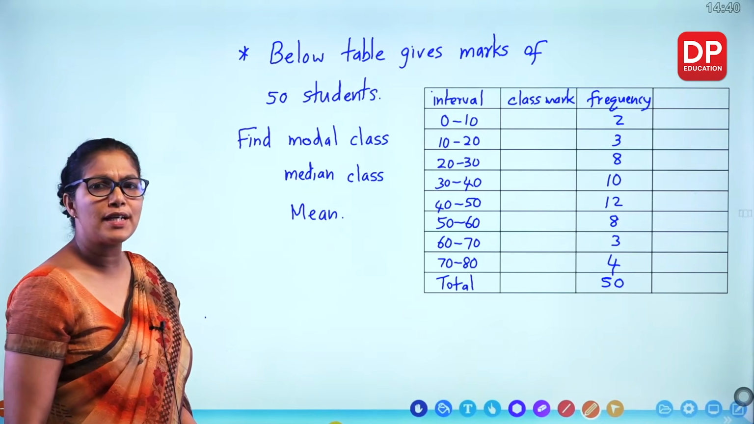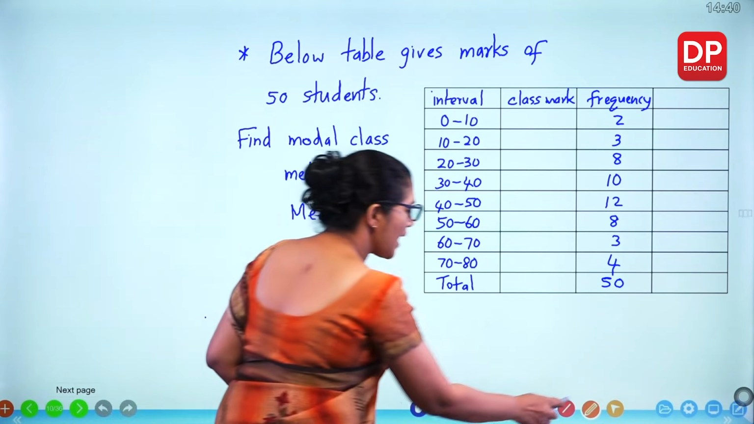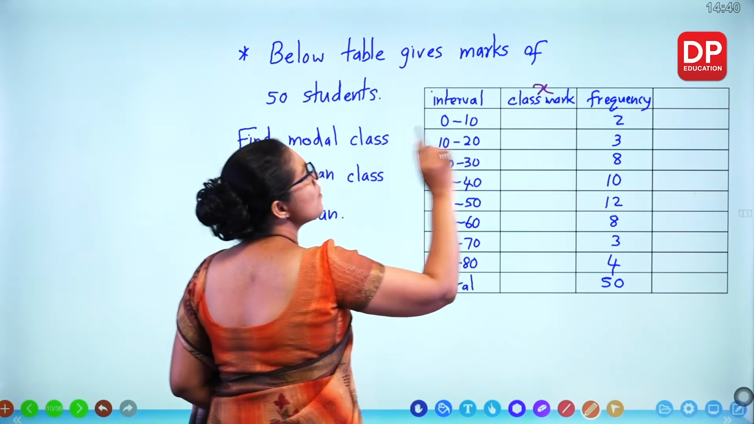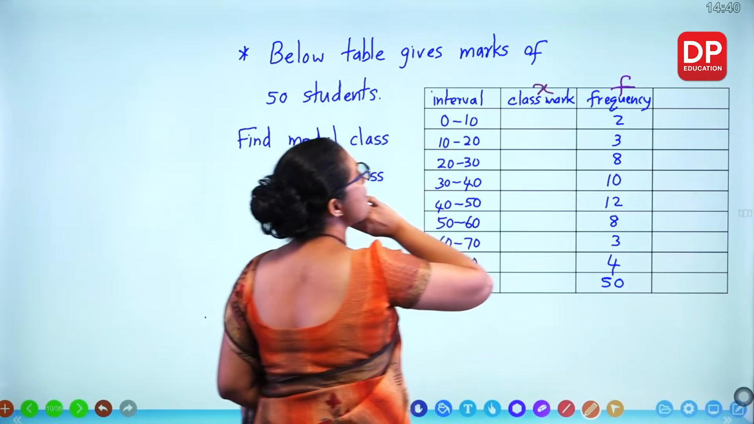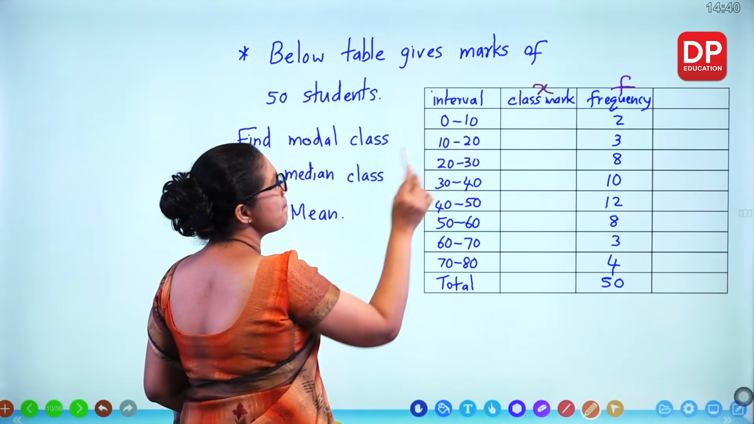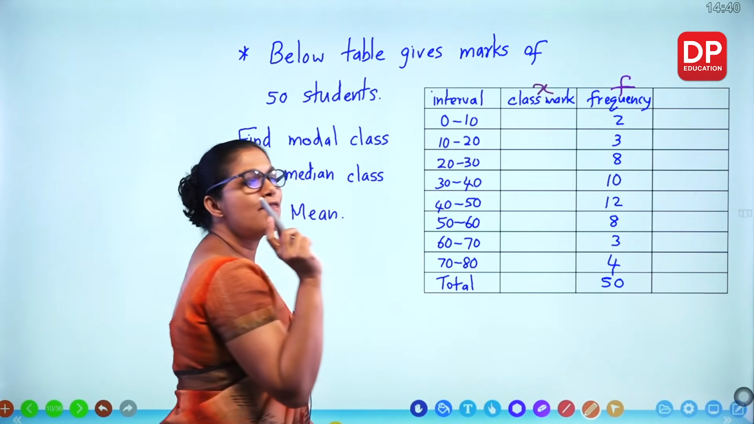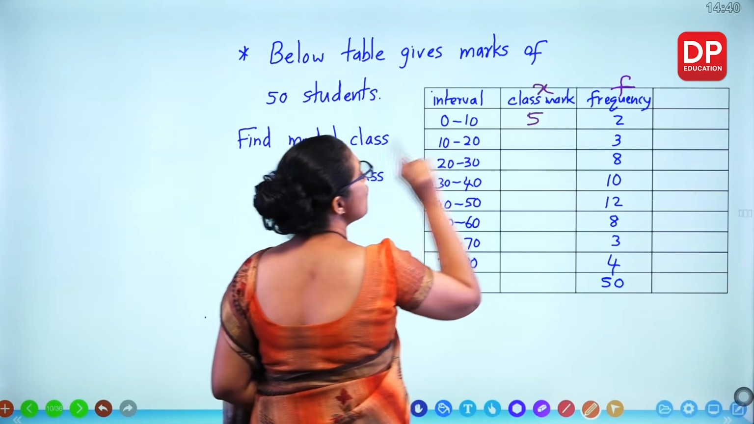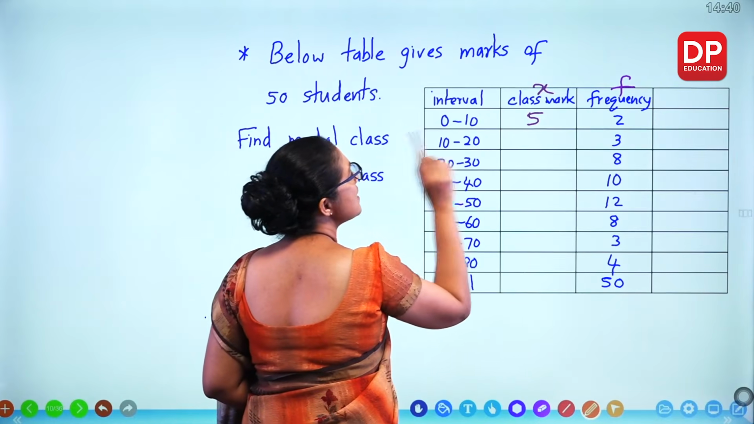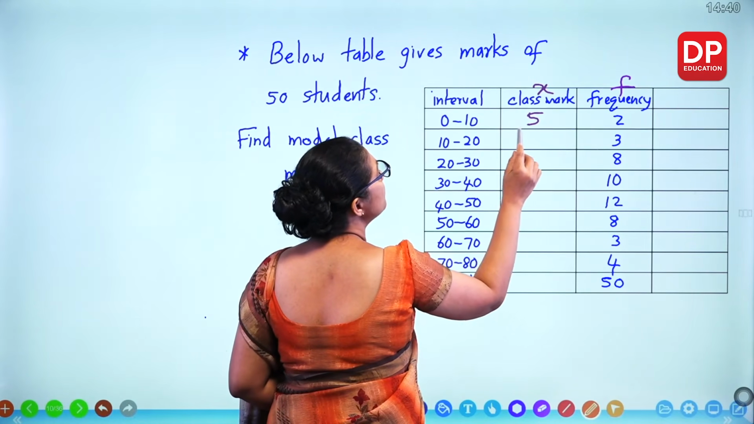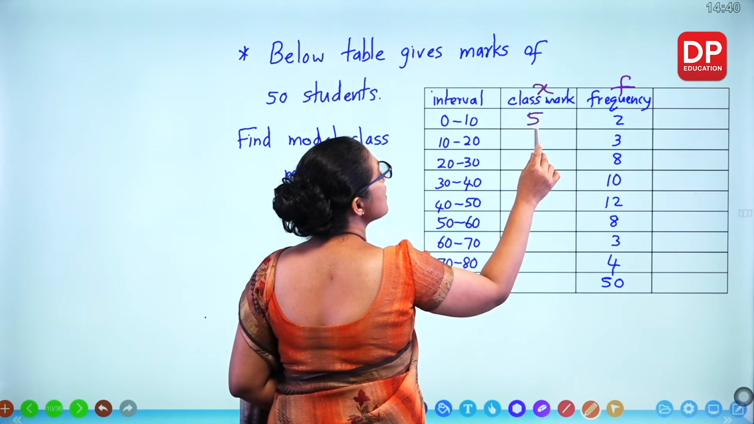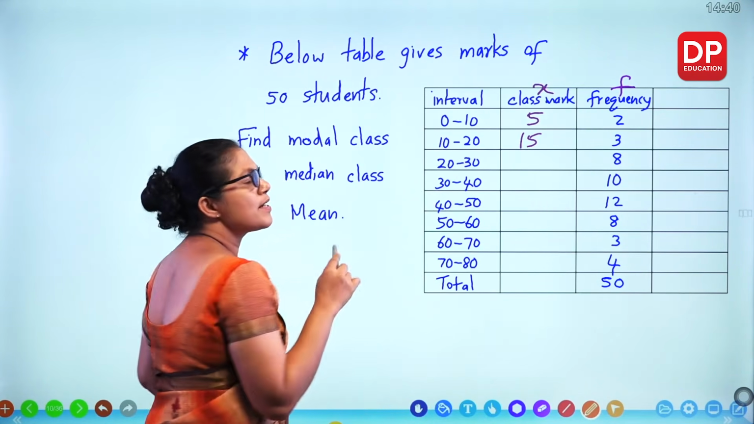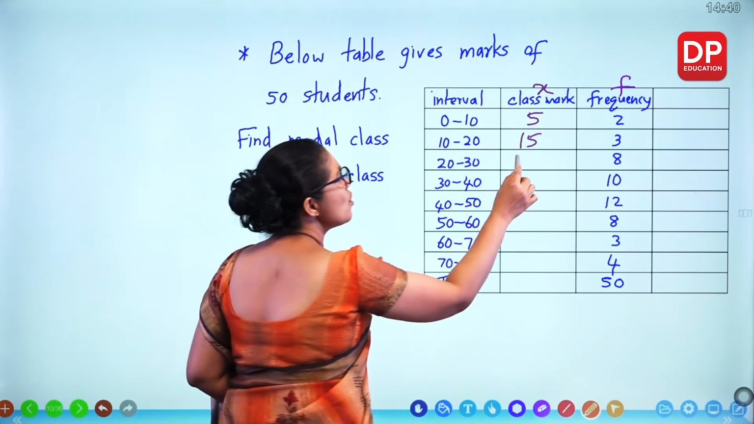So how do you find out the class mark? Class mark I can write as x. Frequency I can take as f. Frequency is given. So class mark we add and divide by 2. 0 plus 10 divided by 2, 5. 10 plus 20, 30. 30 divided by 2, 15. 30 plus 20, 50. 50 divided by 2, 25.